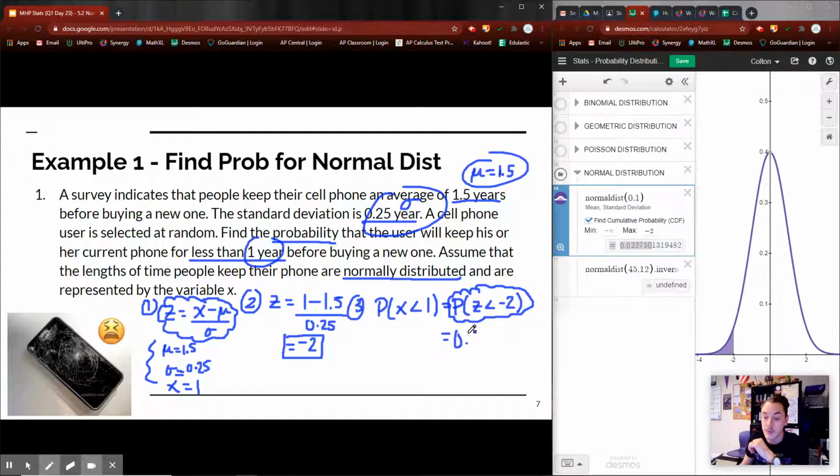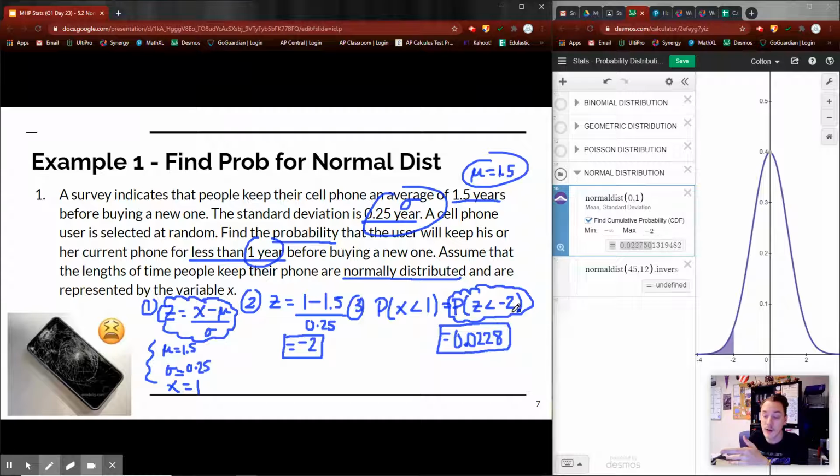So this is 0.0228. This is my answer. So roughly about a 2% chance. So it's about a 2% probability that they will actually keep their phone for less than 1 year. Okay, most people keep their phone for more than 1 year.